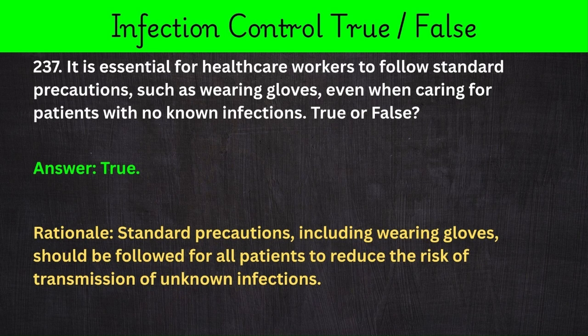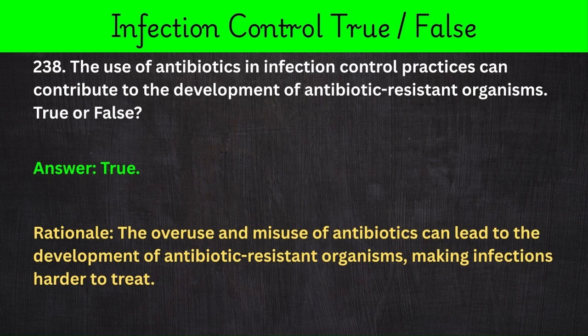237. It is essential for healthcare workers to follow standard precautions, such as wearing gloves, even when caring for patients with no known infections. True or false? Answer: true. Rationale: standard precautions, including wearing gloves, should be followed for all patients to reduce the risk of transmission of unknown infections. 238. The use of antibiotics in infection control practices can contribute to the development of antibiotic-resistant organisms. True or false? Answer: true. Rationale: the overuse and misuse of antibiotics can lead to the development of antibiotic-resistant organisms, making infections harder to treat.